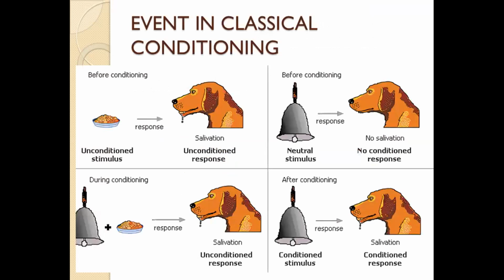Before conditioning, when the unconditioned stimulus, that is food, is presented to the dog, there was an unconditioned response, that is salivation was present. Before conditioning, when a neutral stimulus was presented to the dog, there was no conditioned response, that is no salivation was present. During conditioning, when there was pairing of the neutral stimulus and the unconditioned stimulus, a response was present, that is the unconditioned response, salivation, was present. After conditioning, when the conditioned stimulus, that was previously the neutral stimulus, was presented, then salivation is seen, that is the conditioned response is present.